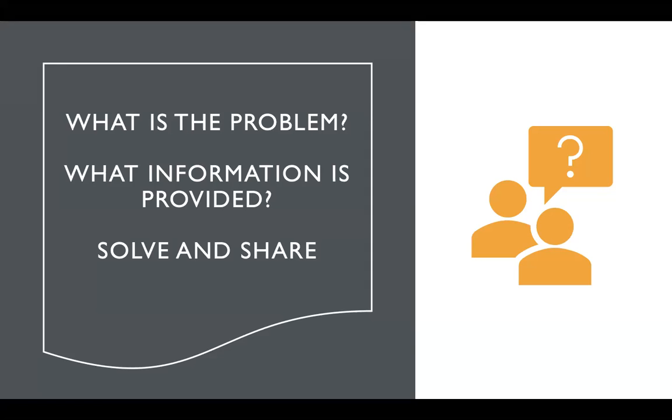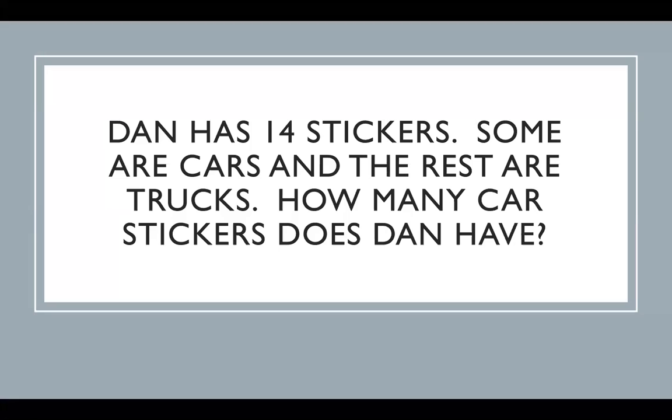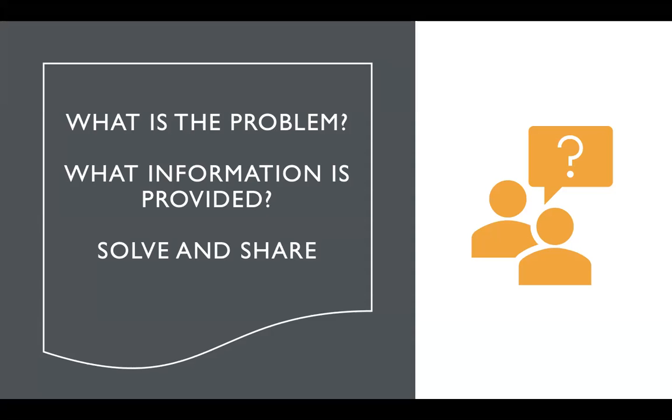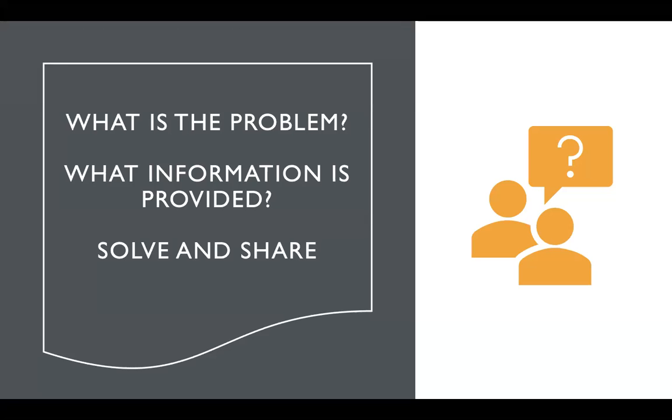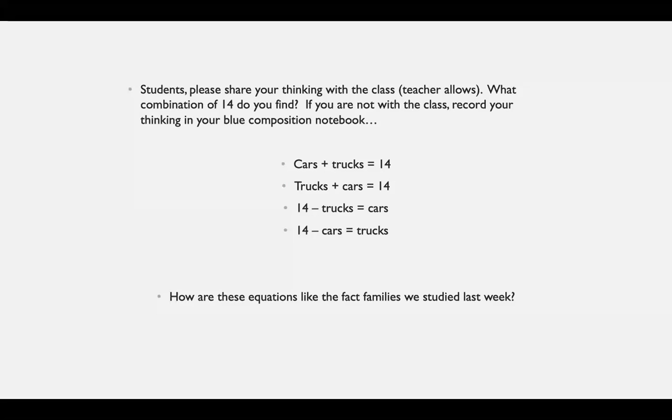But in our math story, we're asking, what is the problem? The problem is, Dan has stickers. We want to know how many car stickers he has. And what information is provided? We know that he has 14 total, 14 in all. But we have two unknowns. So in this lesson, we're going to be sharing and solving equations with some unknowns using different methods. So share your thinking with the class, either with your teacher or in your blue composition notebook.